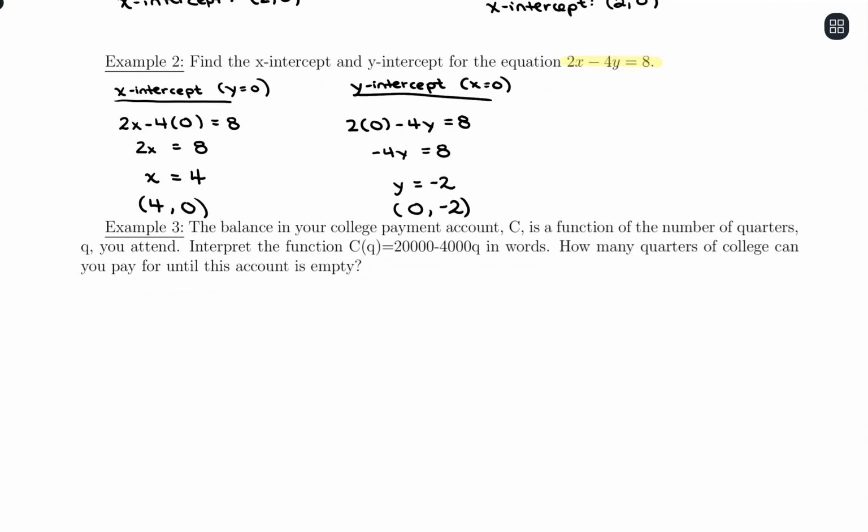All right, this video is pretty fast. What's nice about using intercepts is the fact that you're always having a 0 in there, and zeros are just really nice to work with. But let's go ahead and look at a word problem.